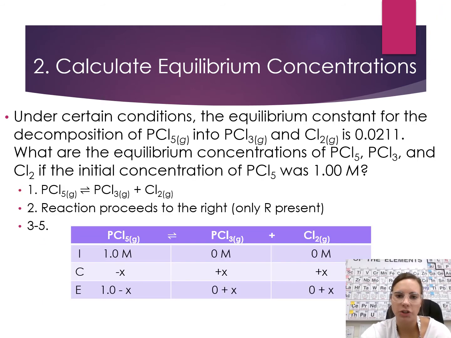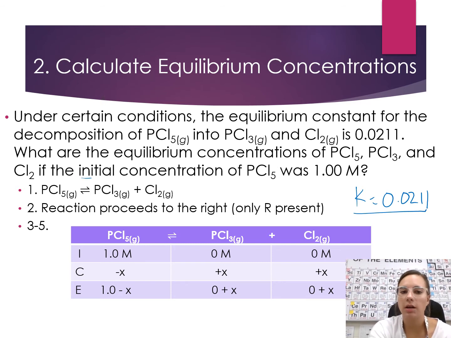So what does this even look like? All right, so here's a question. Under certain conditions, the equilibrium constant for the decomposition of PCl5 into PCl3 and Cl2 is 0.0211. So immediately we are given the K value. What are the equilibrium concentrations of PCl5, PCl3, and Cl2 if the initial concentration of PCl5 was 1? So you can see how this is a type of problem where we are given K and we are given an initial concentration, and we have to solve for the equilibrium concentrations.